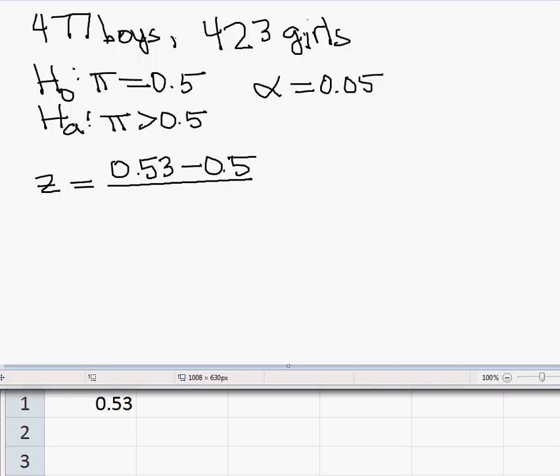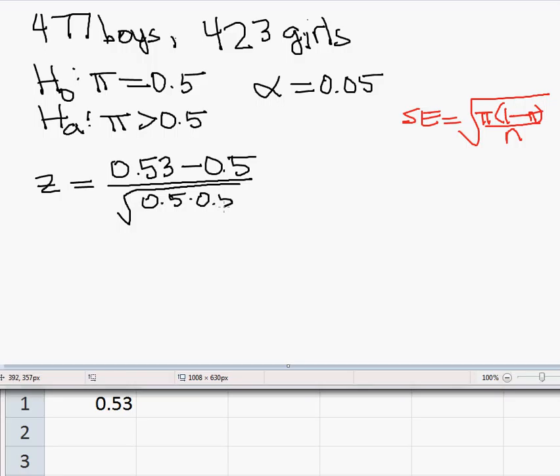Now we recall, I'm going to do this work on the side, that the standard error for a proportion is equal to the square root of pi times 1 minus pi over n. In our case, the null hypothesis states that pi is exactly equal to 0.5. And so because pi is given to be 0.5 in the null hypothesis, that's the value that I use down here when computing the standard error for the proportion. So I have 0.53 minus 0.5 over the square root of 0.5 times 0.5 over 900.